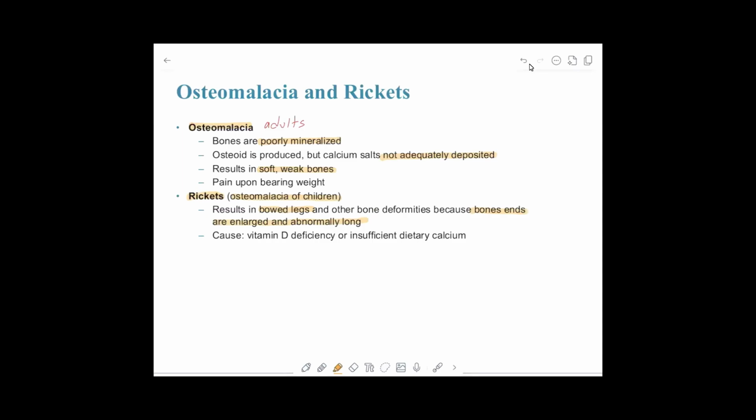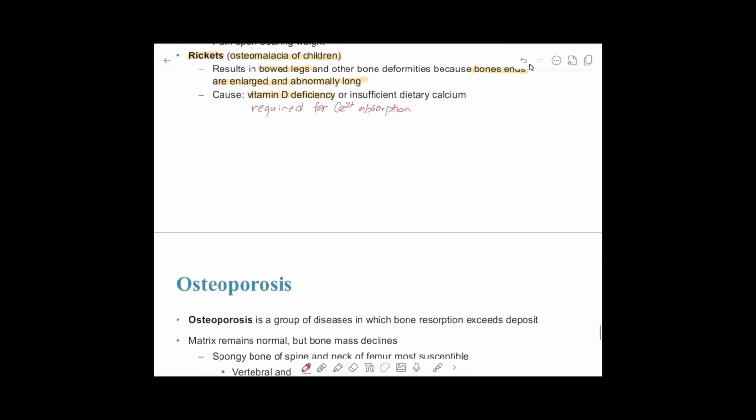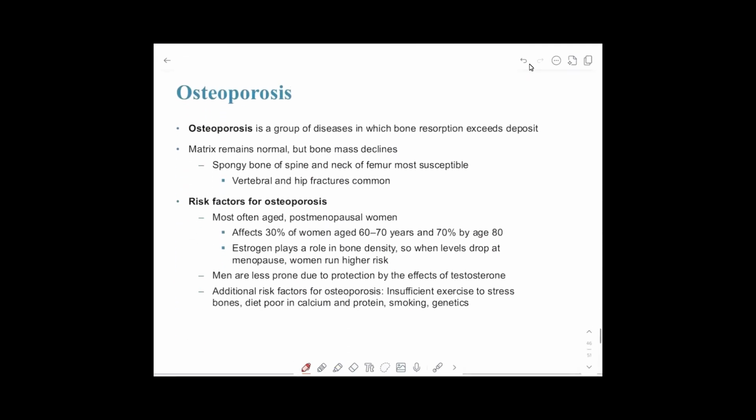So one of the causes for this could be a vitamin D deficiency, because remember, vitamin D is required for calcium absorption. So if that vitamin D is not present, the calcium from the digestive system is not going to be reabsorbed.